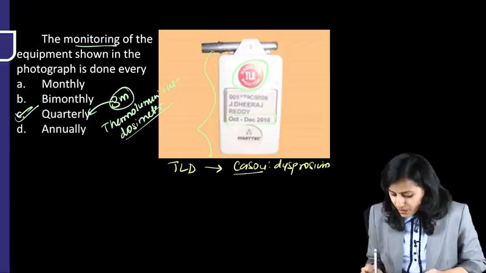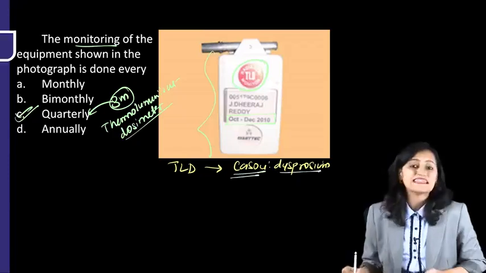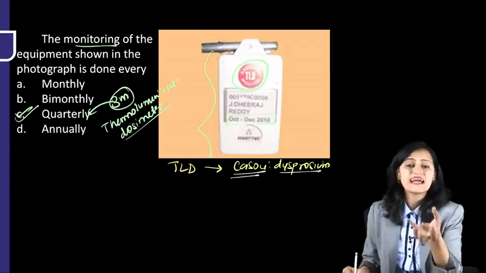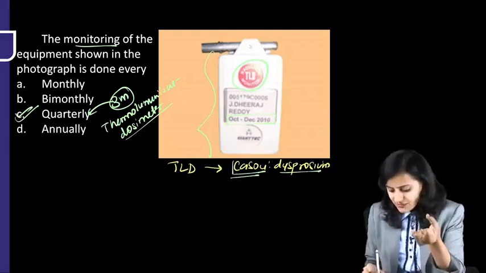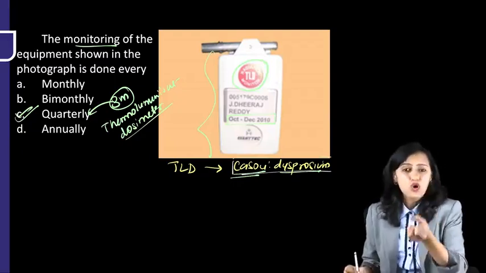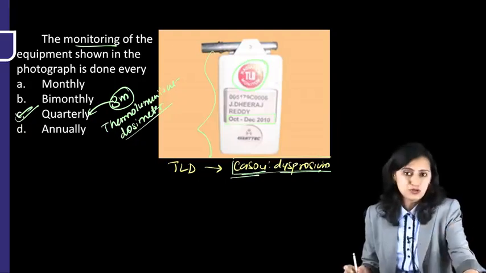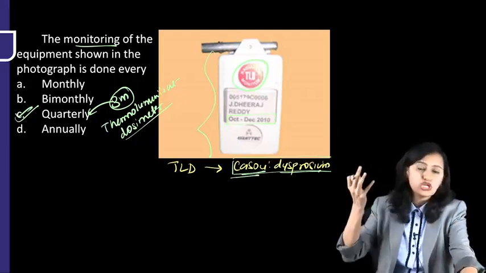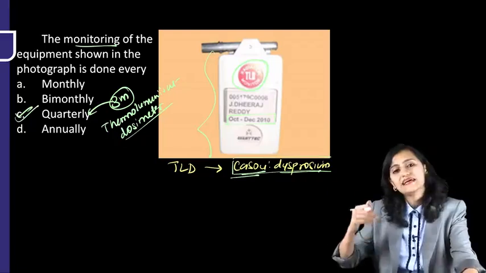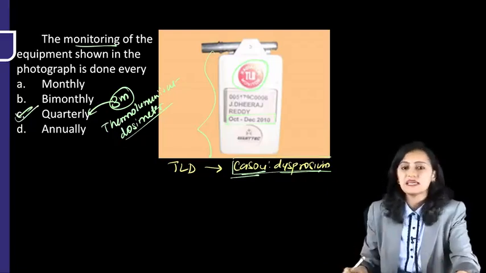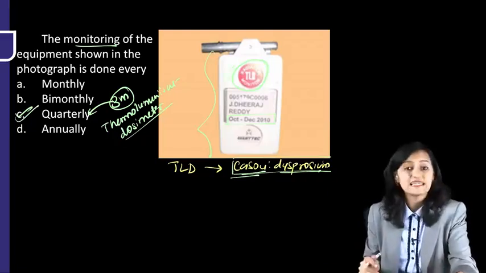And what is it made up of? Calcium sulfate dysprosium. This TLD has a disc which contains calcium sulfate dysprosium, which holds the radiation as a latent dose, and then it shows thermoluminescence when we heat it, it emits light and we can measure the radiation. So this is the TLD badge.